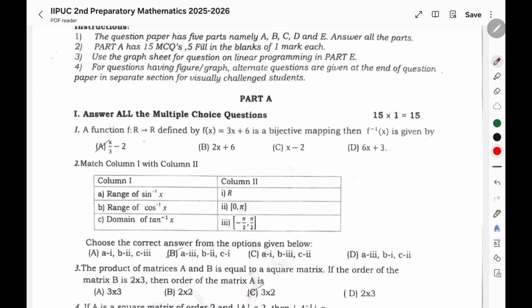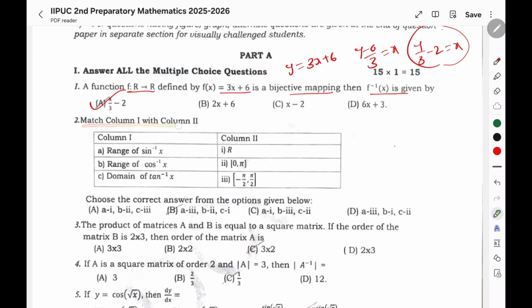So the first question is a function f from R to R defined by f of x equals 3x plus 6 is bijective. It is already given, it is a bijective mapping. Then f inverse x is given by. So how to get f inverse x? It is very simple. y equals 3x plus 6. Then (y minus 6) upon 3 equals x. So it will be y upon 3 minus 2 equals x. Then replace x and y. So first answer will be correct.